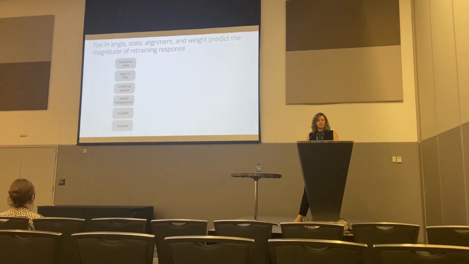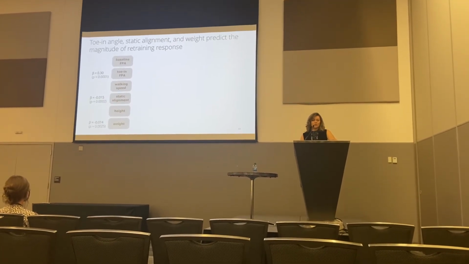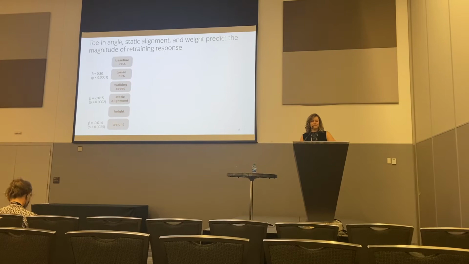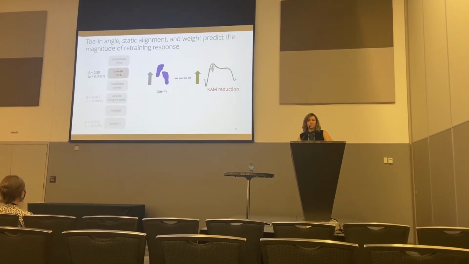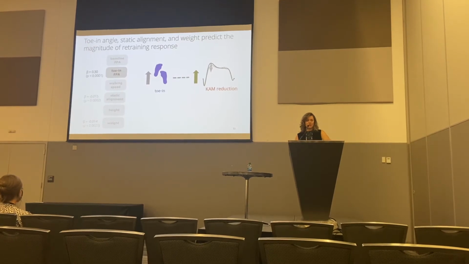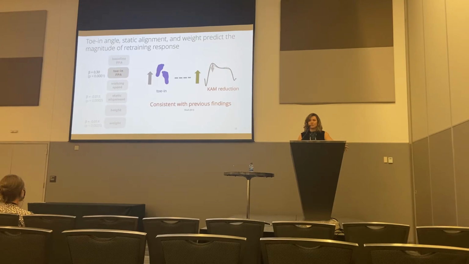So of the 6 features that we used in the model, the toe-in angle, static alignment, and weight were the most significant predictors of CAM reduction. Toe-in angle was the strongest predictor, where an increased toe-in angle was predictive of a greater reduction in the first peak of CAM. And this is consistent with previous findings in an osteoarthritic population, which gives us confidence in the validity of this feature.